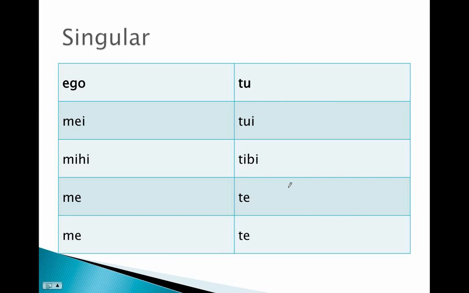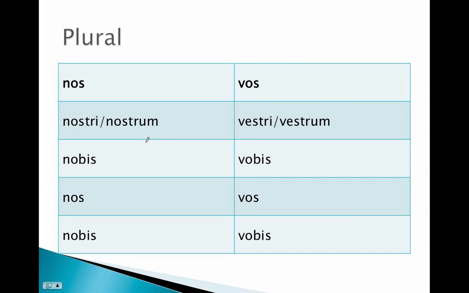Another way to look at these, and I'll just show you these in terms of, for you to see patterns. In the singular, so I and you, a lot of similarities, so ego, tu, no similarity there. But mei, tui, mihi, tibi, me, te, definitely a pattern going on there. Should aid your memorization.